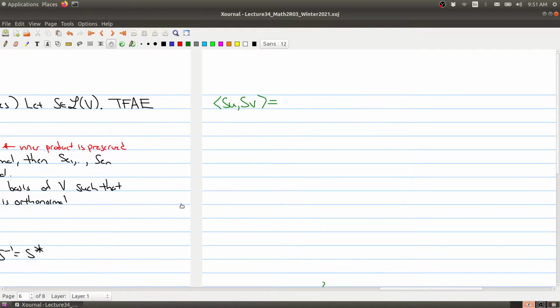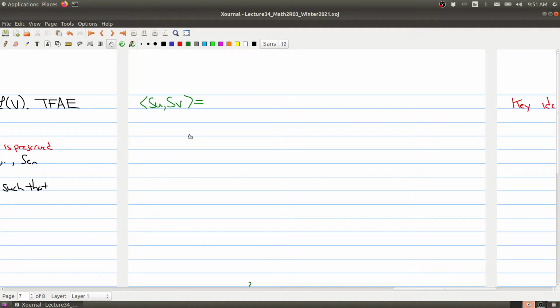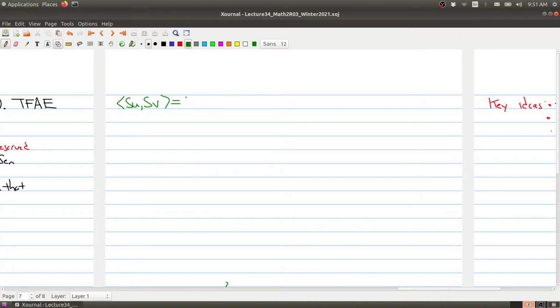So I'm interested in the inner product of SU and SV. Now I use the formula, and the formula tells me that this is the same as the norm of SU plus SV squared, minus the norm of SU minus SV squared, plus the norm of SU plus iSV squared times i. And I don't have quite enough room here, so let me squeeze it in: minus the norm of SU minus iSV squared times i.